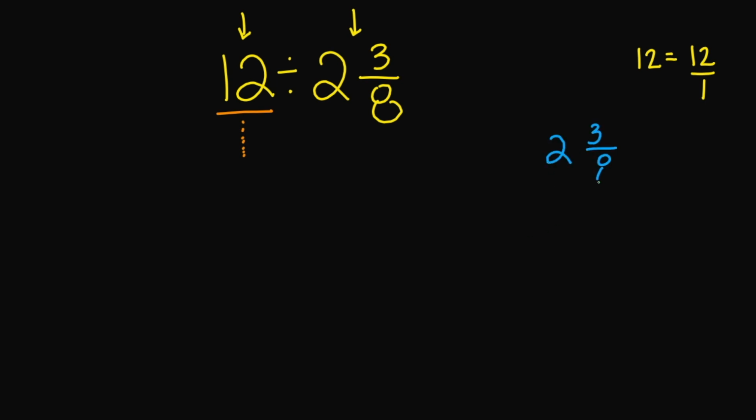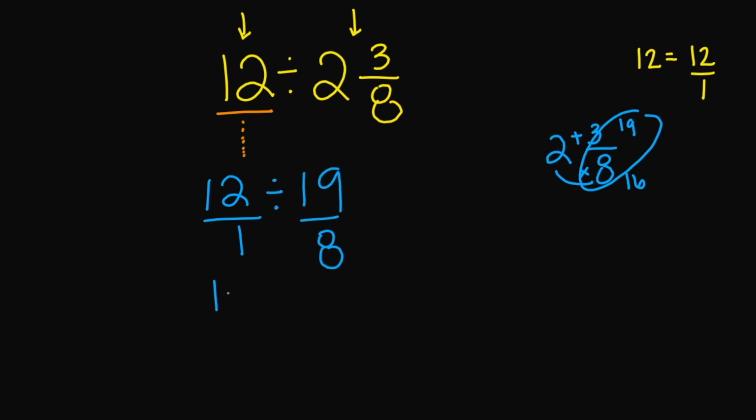So 2 and 3/8, 2 times 8, this is going to equal 16, plus 3, this is going to equal 19. So your improper fraction is going to be 19 over 8. So we have 12 over 1 divided by 19 over 8. So 12 over 1, division is going to turn into multiplication. And then 19 over 8, the reciprocal for 19 over 8 is going to be 8 over 19. So I'm going to write 8 over 19 here.